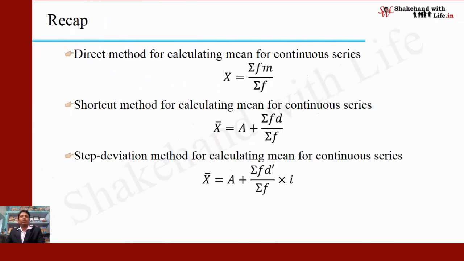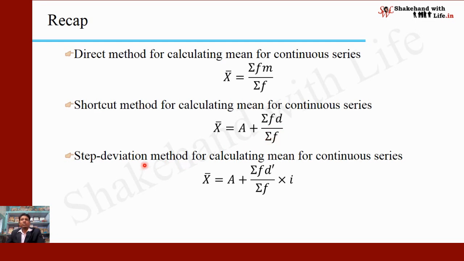And the direct method for calculating mean for continuous series is x bar is equal to sigma fm divided by sigma f. M is the mid value of each class interval. F is the frequency of the corresponding class interval. Then sigma f is the sum of the frequencies. A shortcut method for calculating mean for continuous series is x bar is equal to A plus sigma fd divided by sigma f. D is the deviation of each mid value from the assumed mean, and f the corresponding frequency of each class interval, then sigma f is the sum of the frequencies.